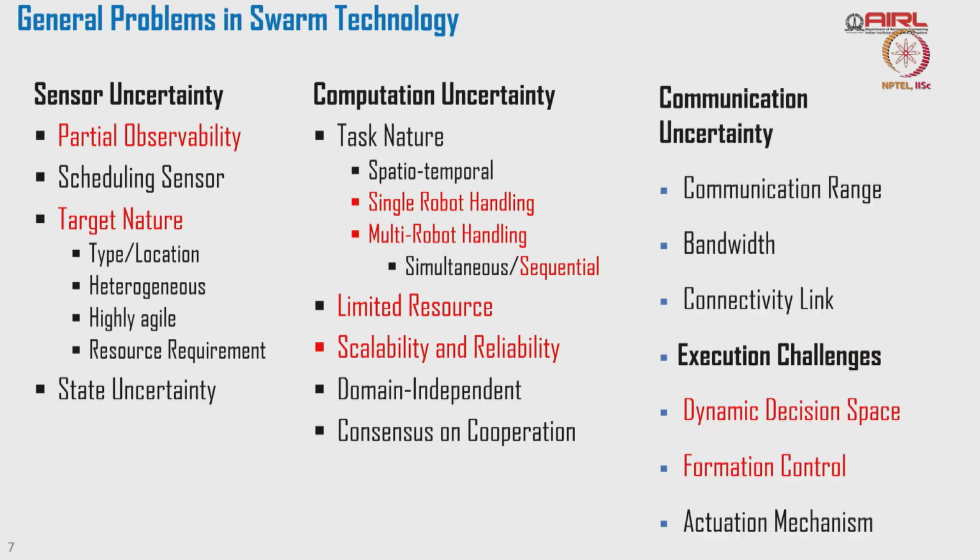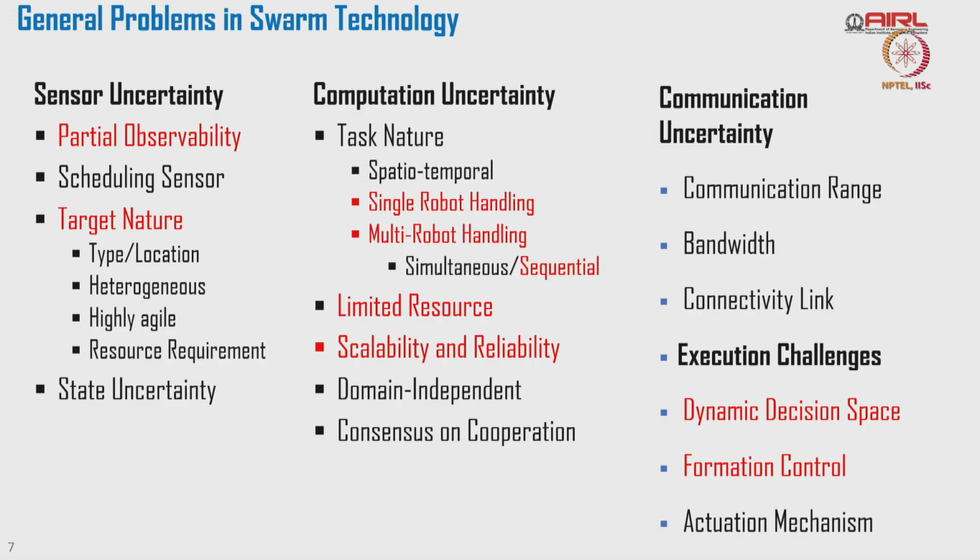The other challenge is communication. Communication range is limited. The bandwidth is also limited. Shall I send the entire sensing information to him, or shall I send my decision information, or something in between, the hyperspace, to him? What do I share? The connectivity link should be there to communicate. The link may be uncertain sometimes.